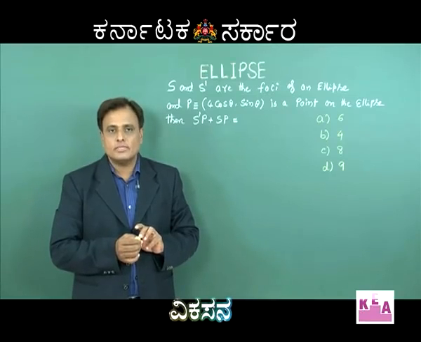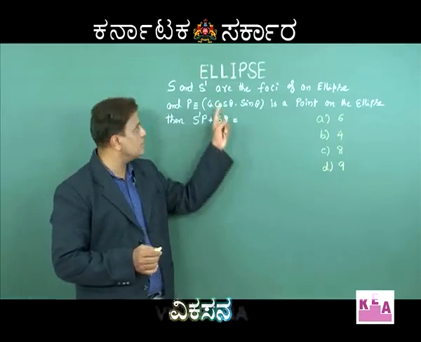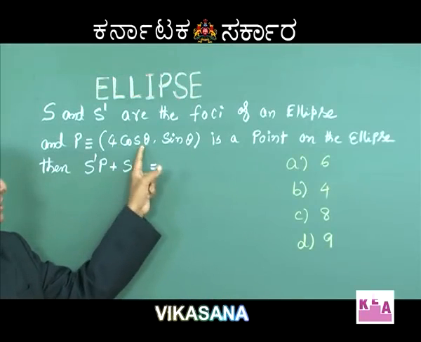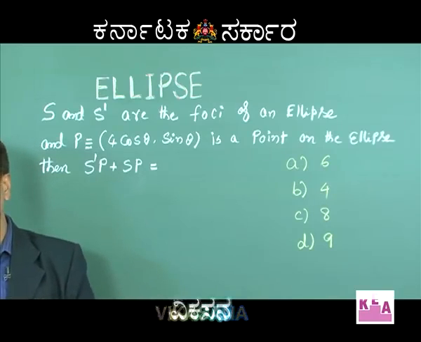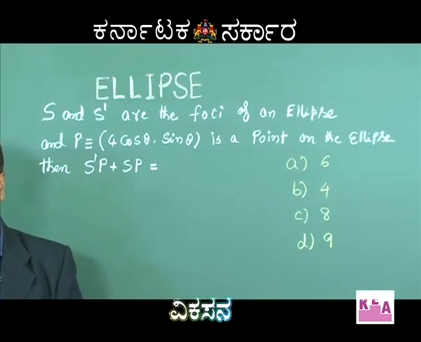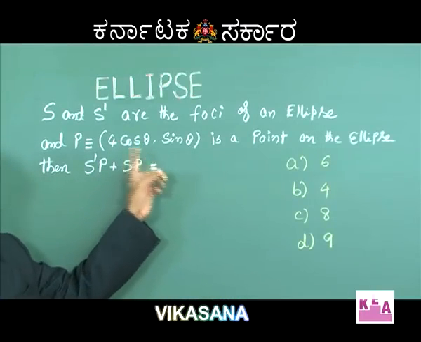Briefly, these parametric equations represent a point, and here theta is the parameter. In short form, it can also be represented simply as the point theta. That is the one point you need to understand.